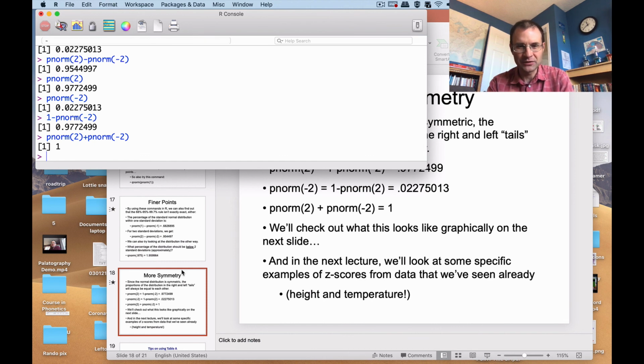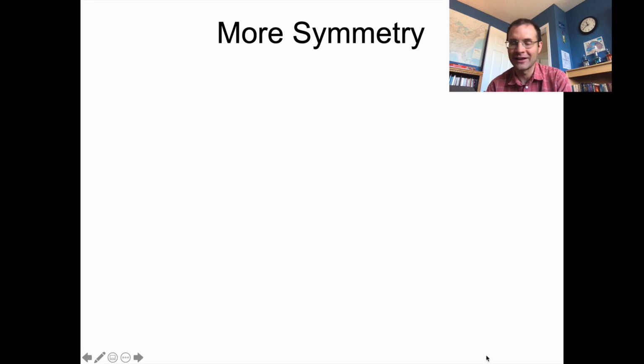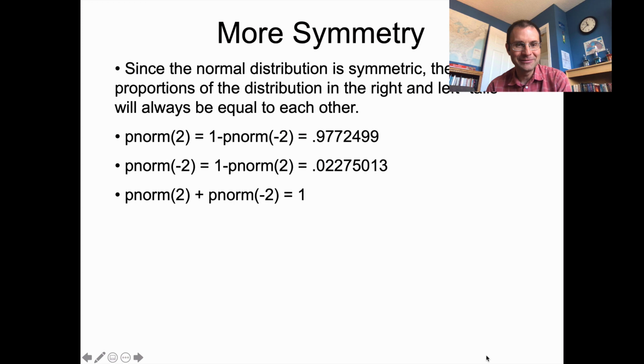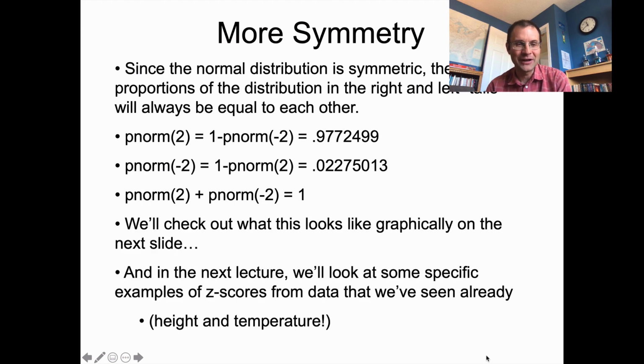And I'll show you what this looks like graphically on the next slide, in case this is still confusing. Like I say, it's usually better to show than to tell. It's just hard to do both of those things in PowerPoint. But we'll check out what that looks like on the next slide. In the next lecture as well, we'll look at some specific examples of z-scores from data that we've seen already in height and temperatures, just so you get more comfortable with what they kind of mean.